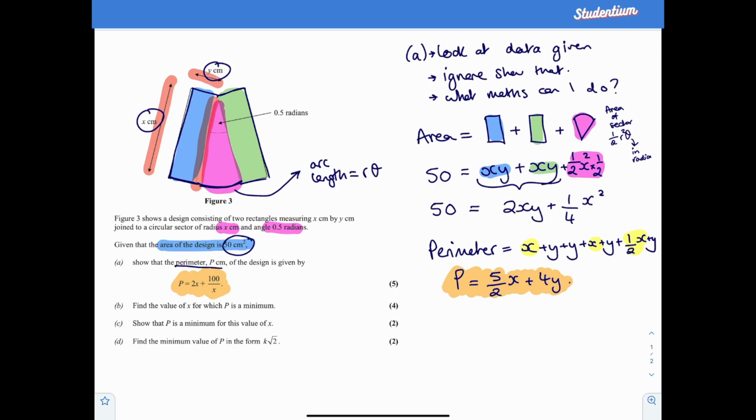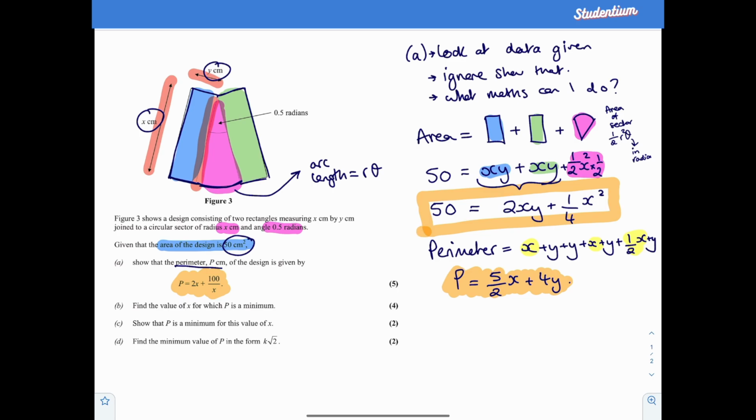Because if we go back to our equation that we worked out for the area, that has two variables, it's got an x and a y. We can rearrange that to get 2y as the subject, and then substitute that y into what we have here. And then we should get the same as what they have.